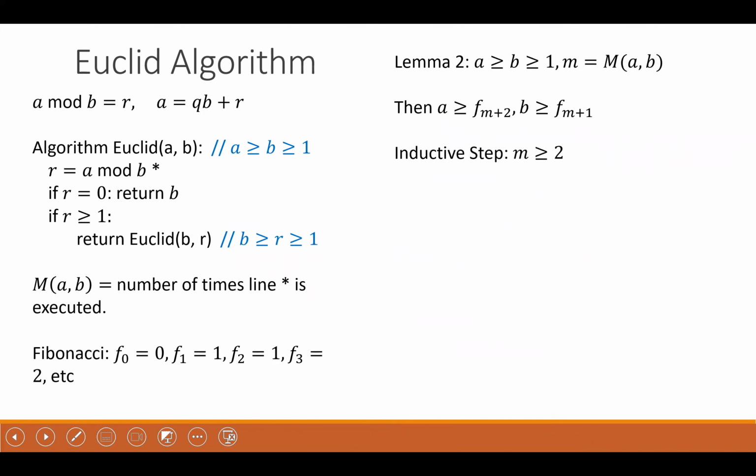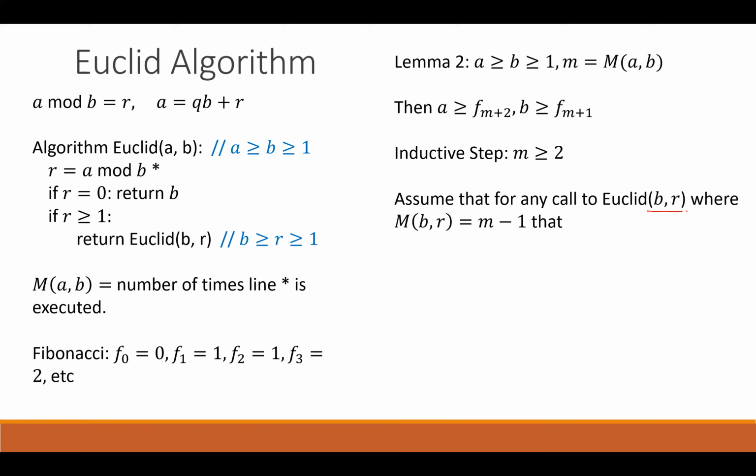So now our inductive step, we're going to assume for any recursive call where this M is equal to M minus 1, that is, we have M minus 1 calls to this mod function. B and R are the arguments into this call to Euclid. So I substitute B for A and R for B. So I get the assumption that B is at least f of M plus 1 and R is at least f of M because it's on M minus 1.